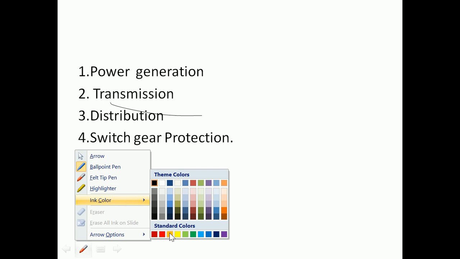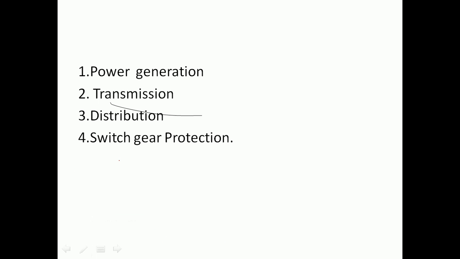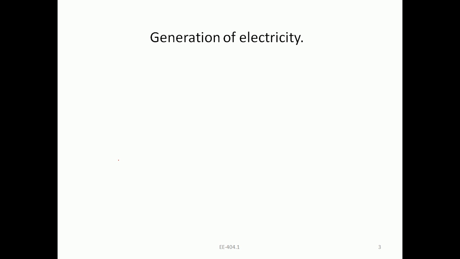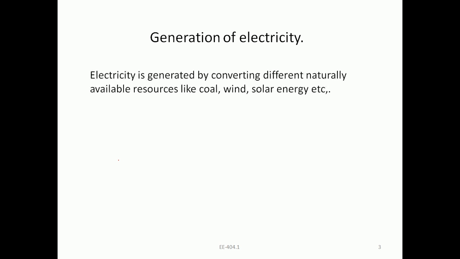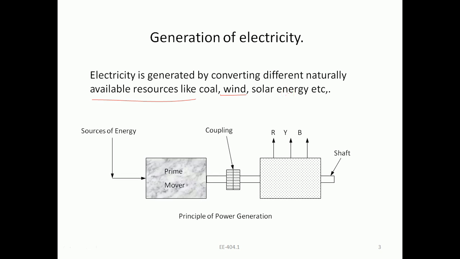So these are the next. We'll go for the first, generation. Generation will have types. Electricity is generated by converting the different natural resources available, like coal, wind, and solar energy. Next, how is power generated?